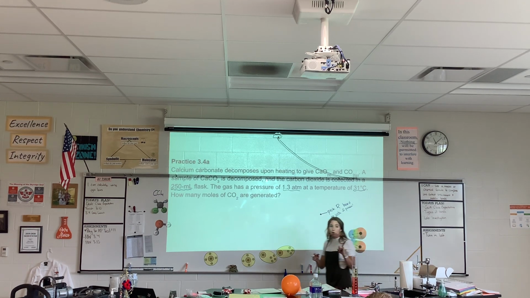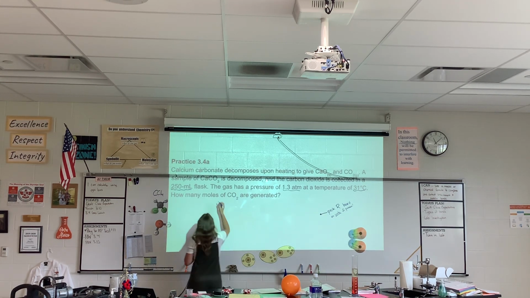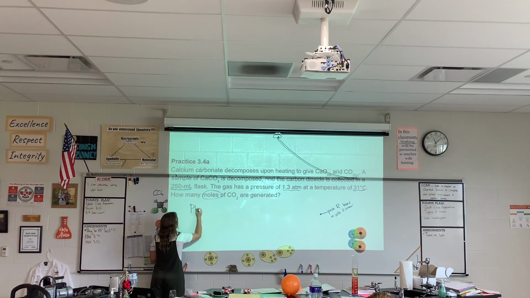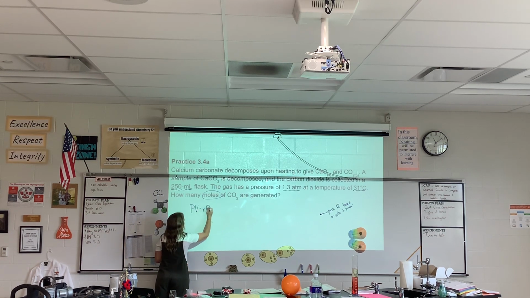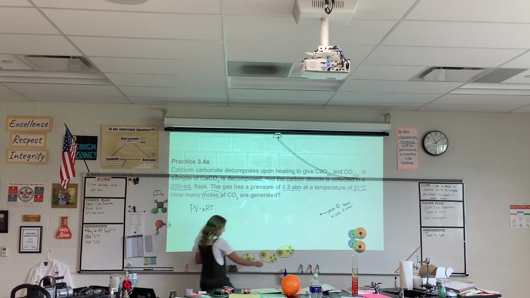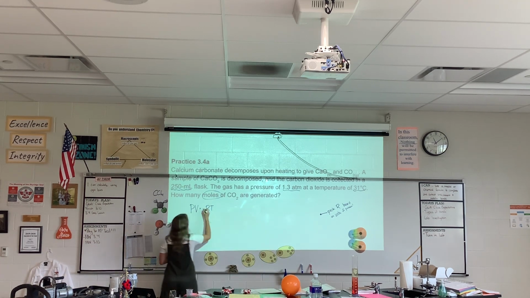I always circle what I'm trying to find. How many moles of CO2 are generated. Okay, so I have given information and unknown information. Let's use your equation again. Okay, so I have the normal equation, PV equals nRT. What variable am I trying to find in this problem? Yeah, n, our mole value, right?